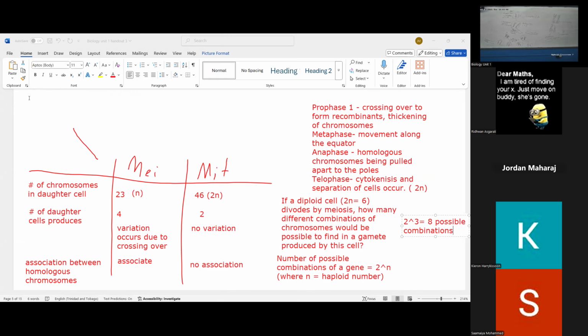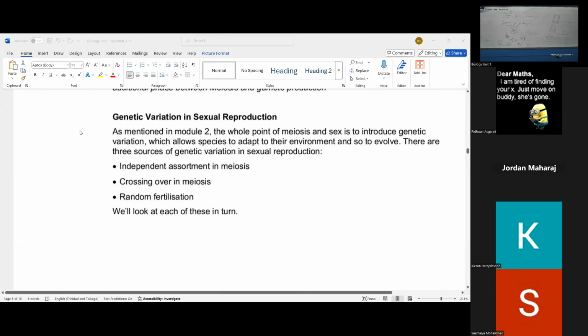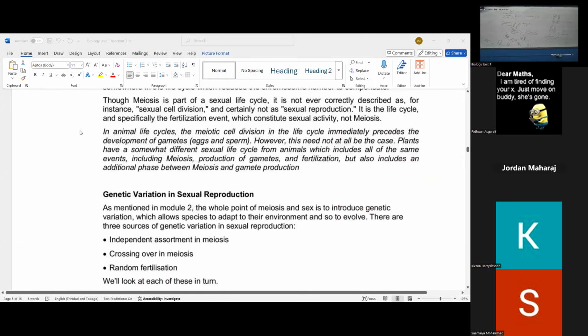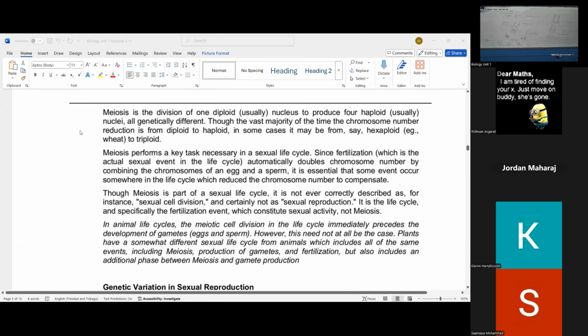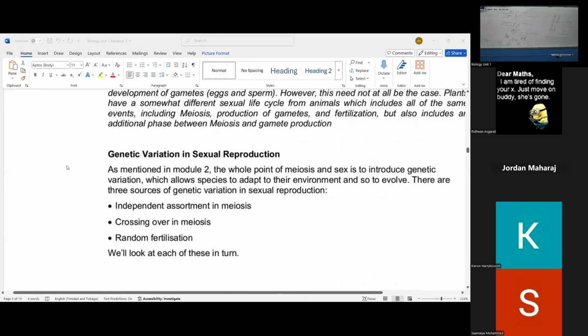So remember, the point of meiosis, the point of sexual reproduction, is increased genetic variation. And how does that variation come about? We have three ways in which variation occurs. The first one is independent assortment in meiosis.